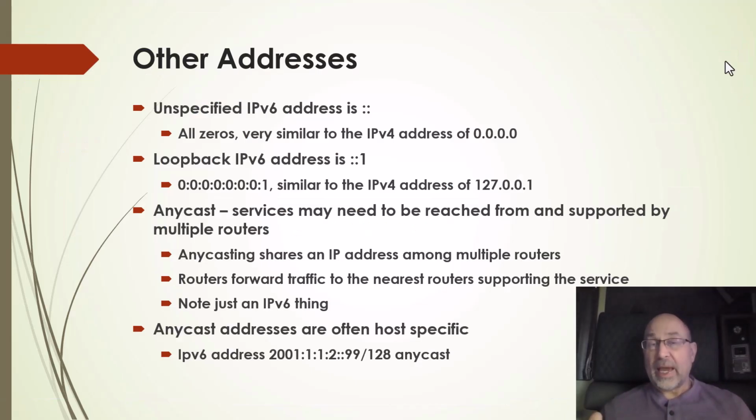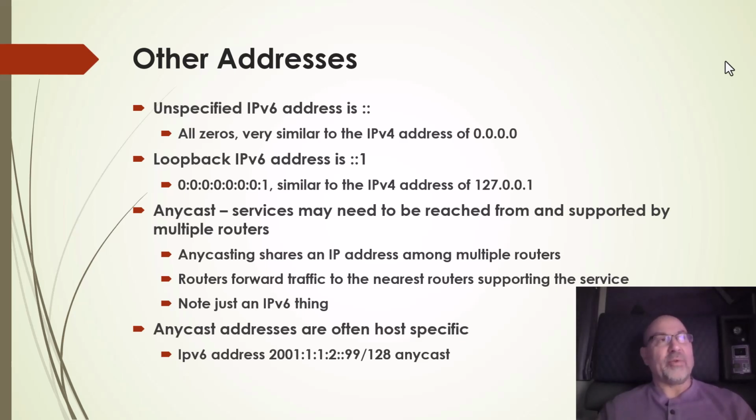All right, just like IPv4 has some special addresses like all zeros, IPv6 has the same thing. The unspecified IPv6 address is just ::, right? That's the equivalent of IPv4 0.0.0.0. Loopback is ::1, which is equivalent to 127.0.0.1.